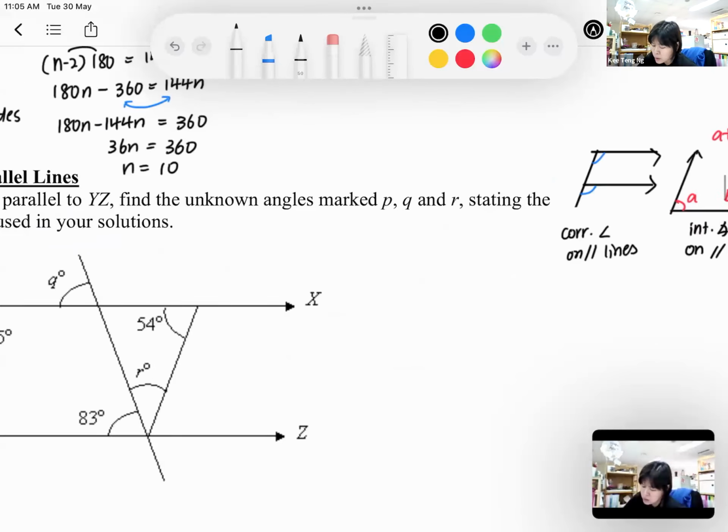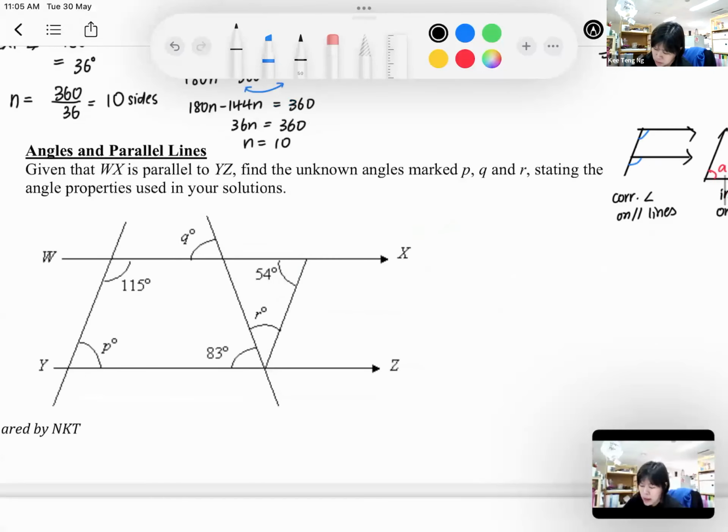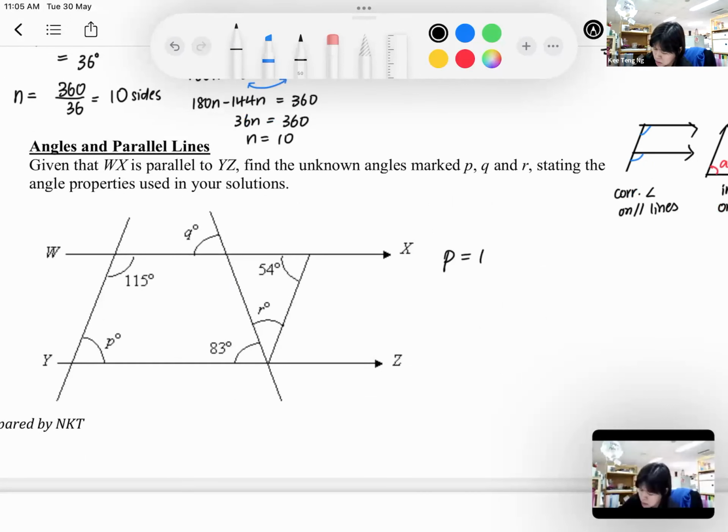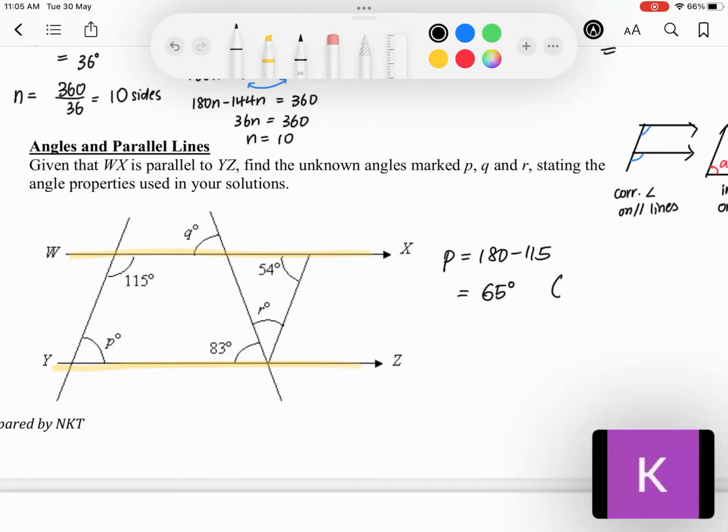Down here, there are many different ways to get your answers. For me, angle P is 180 minus 115 because they say the two lines are parallel. So I'm using 180 minus 115. Anyone tell me, if I use 180 minus 115, what property is this? Interior angles on parallel lines. Thank you.